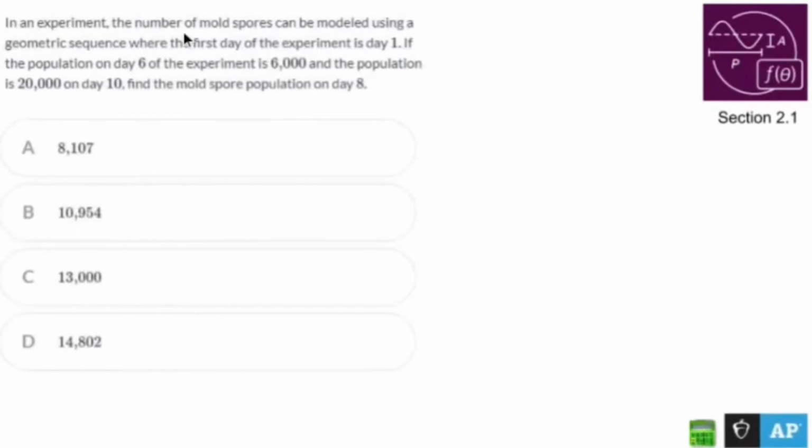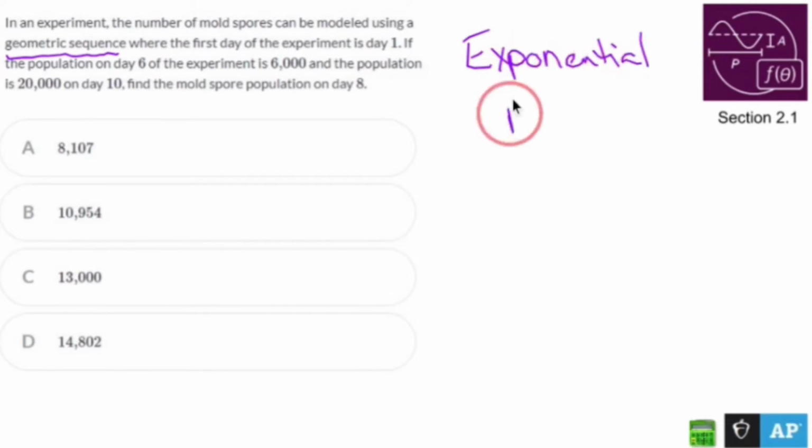In an experiment, the number of mold spores can be modeled using a geometric sequence. Very interesting. The first day of the experiment is day 1. If the population on day 6 of the experiment is 6,000 and the population is 20,000 on day 10, find the mold spore population on day 8. Since this is a calculator problem, we're going to use exponential regression. Once we find the exponential regression, we should be able to take that equation and plug in 8 to find our total population.